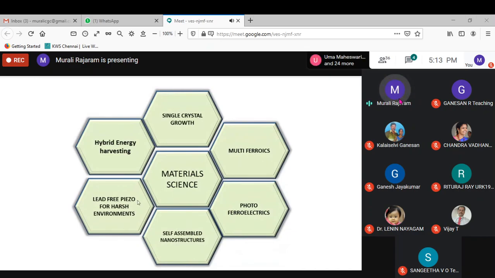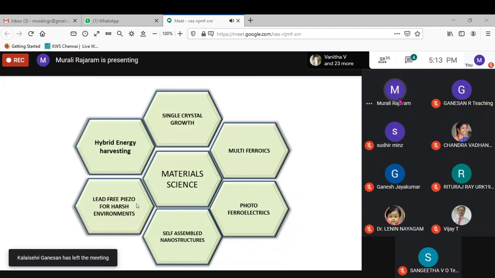And from the UK, I learned about piezoelectric materials for harsh environments, which are of interest at present. So these are the works that influenced me, and now I am working on photoferroelectrics for solar cell semiconductors. I'm also doing some work on hybrid energy harvesting and renewable energy, where it is possible to do energy harvesting from more than one source. So these are my overall research interests.